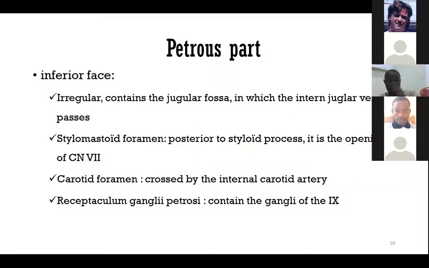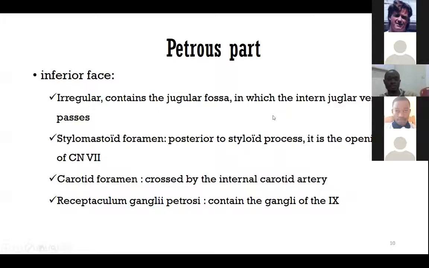What about the inferior face? The inferior face of the petrous bone is irregular. It contains the jugular fossa, in which the internal jugular vein passes. We have to say also that the jugular fossa is very important for surgery, because here we have some subtemporal surgical approaches to treat anterior surgical pathologies of the temporal bone. The jugular fossa will also contain some nerves, the Arnold's nerve, that is part of the tenth, and it is in this jugular fossa that we will see the internal jugular vein.